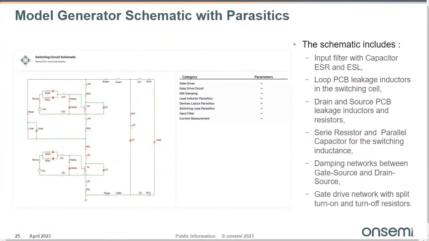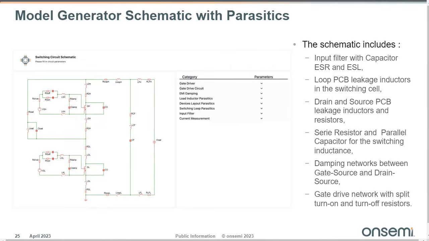So on the model generator, we have this complex, detailed schematic where you can see there are a lot of parasitics or parameters that you can set. They are grouped in categories, and you have the input filter with the capacitor, the decoupling capacitor, the ESR, the ESL. You have the loop PCB inductance and the associated resistance. You have the drain and source PCB leakage inductance and resistor that is more due to the connection and the small tracks you need to go to the real source and drain.